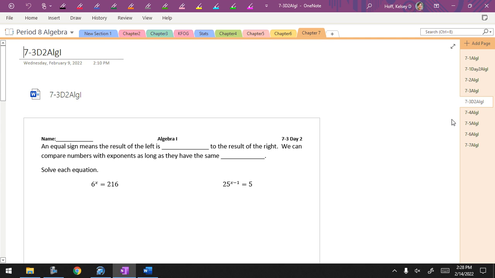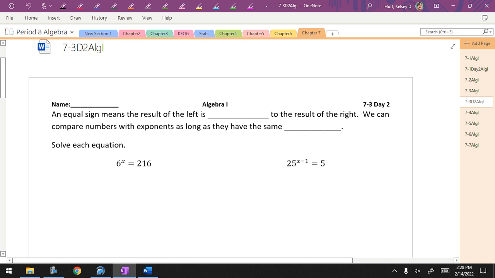Sure, in 7th grade, if not in 6th grade. An equal sign means the result on the left is equivalent, I want to use a fancier word than equal, equivalent to the result on the right. And you guys did this with solving equations. We knew they were equal, or when we were solving by substitution, we could swap them out because they were equal. We can compare numbers with exponents as long as they have the same base. Remember, the base is the number that is repeated.